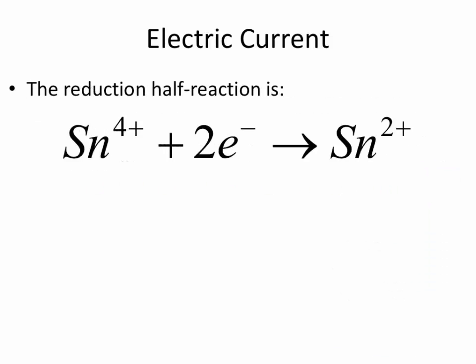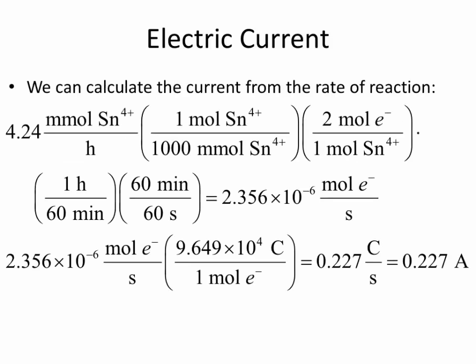Now, in this case, the reduction half reaction is given here. We have our tin 4+. It's gaining 2 electrons, and that's then giving us tin 2+. Now, we wanted to calculate the current from our rate of reaction. And so, remember, we know that we have 4.24 millimoles of tin 4+ being converted to tin 2+ per hour. And we can then convert from millimoles of tin into moles of tin.